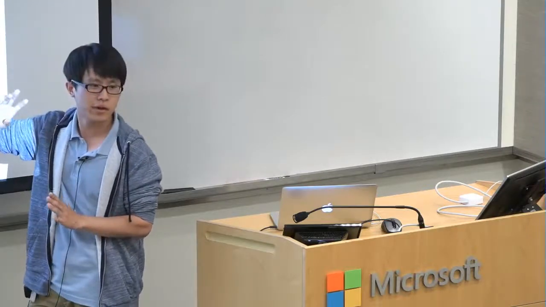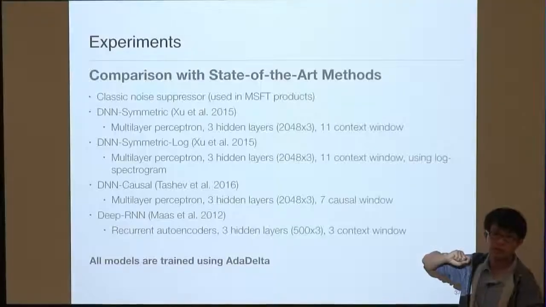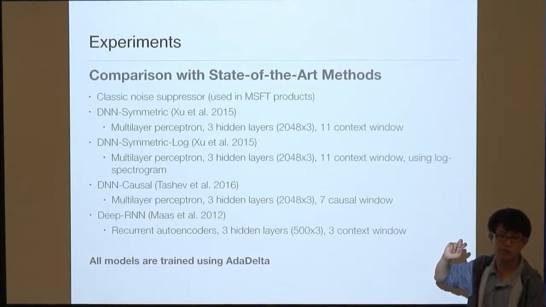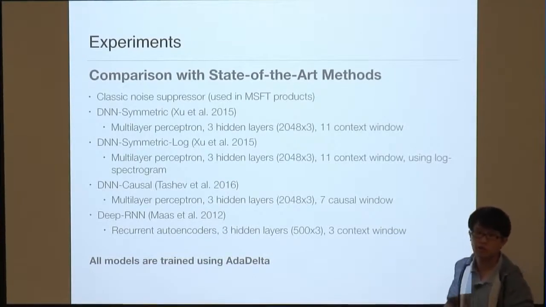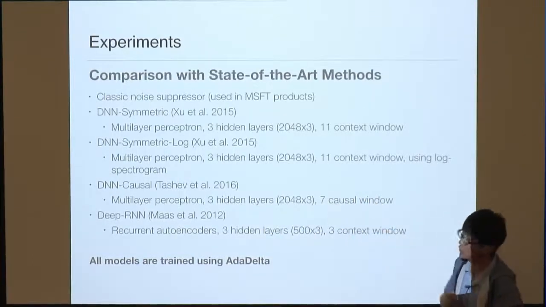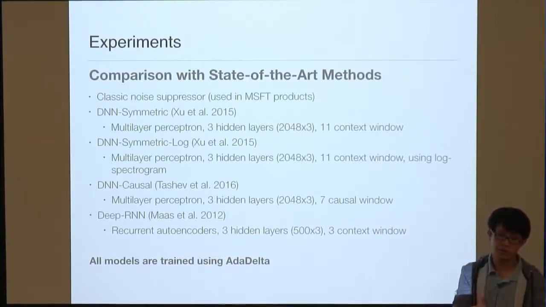The third one is DNN symmetric log. I use log because in this paper, they describe that using log spectrum instead of spectrum further improves the performance. So as a fair comparison, I use exactly the same setting here. And the third one is again a DNN-based approach. But instead of using a symmetric context window, in this experiment the context window is causal, which means I only use 6 frames preceding the current one. So 7 frames altogether.